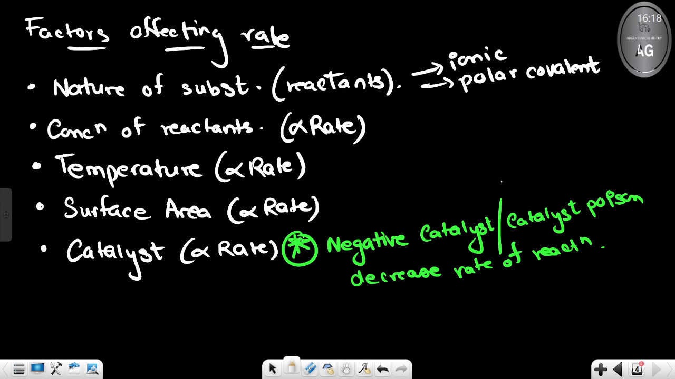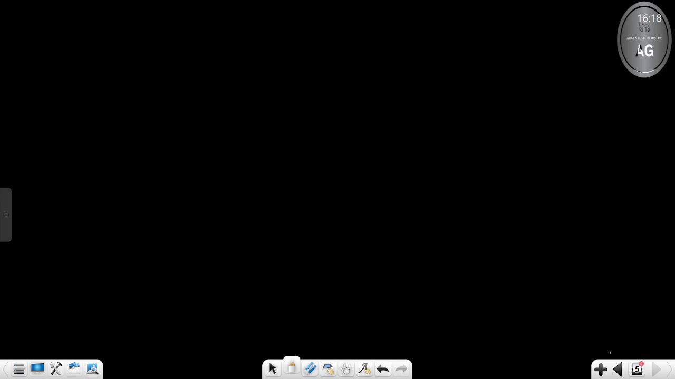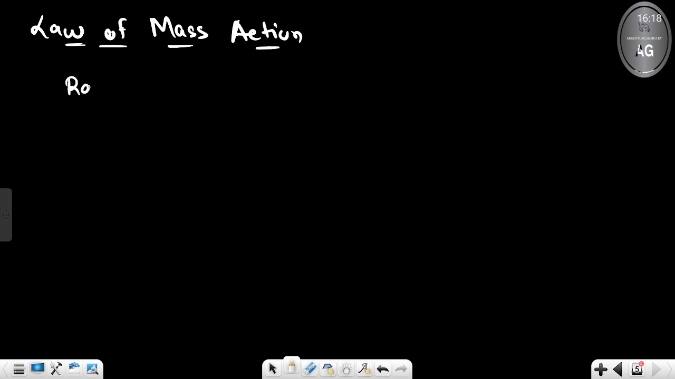The next topic is getting towards the integrated rate equation. Note that we learn some terms. The first terminology is the law of mass action, which you learned in class 11, in the chapter Chemical Equilibrium. I am not writing the law because it is there in the book, so please read it. The rate of a reaction is proportional to the product of active masses of the reactants.